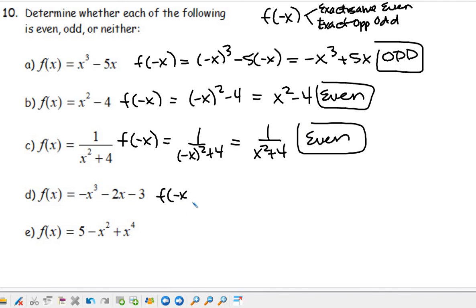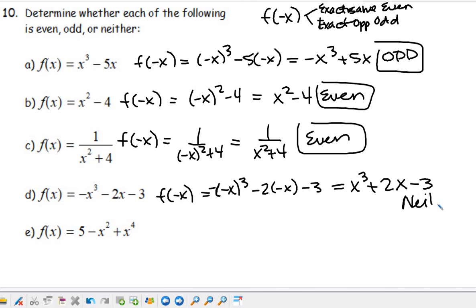So f of negative x, so we have the negative of negative x cubed minus 2 times negative x minus 3. A negative cubed is a negative times a negative is a positive. A negative times a negative is a positive, and then the negative 3. So this is not exactly the same, it's not exactly the opposite, so it is definitely neither.